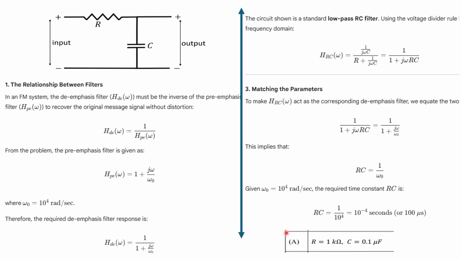So in our options, if you check, if you choose option A, then R is equal to 1 kilo ohm and C is equal to 0.1 microfarad. In that case, the product RC will be equal to 10 to the power minus 4 second. So that is why option A is correct. Okay.